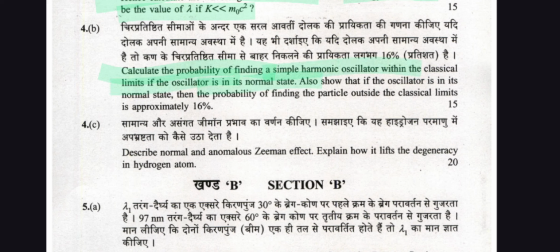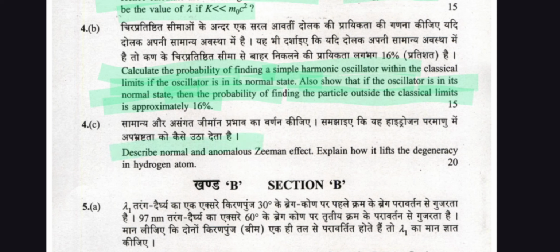oscillator is in its normal state. Also show that if the oscillator is in its normal state, then the probability of finding the particle outside the classical limits is approximately 16%. Question number 4c.